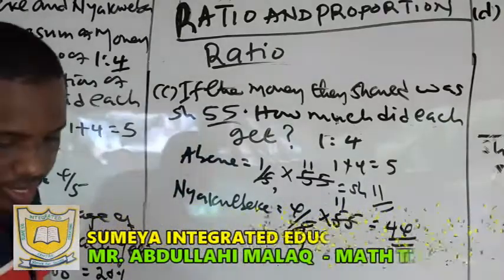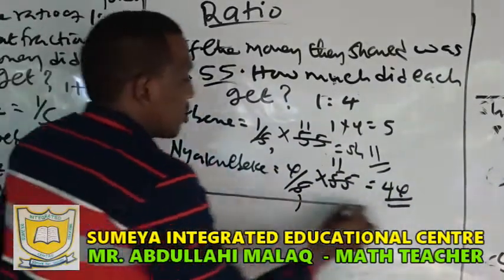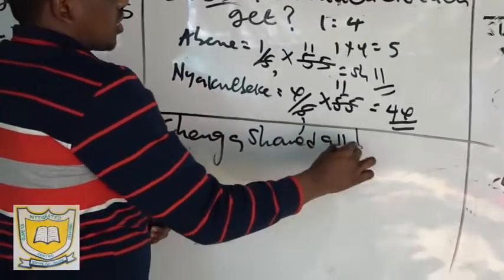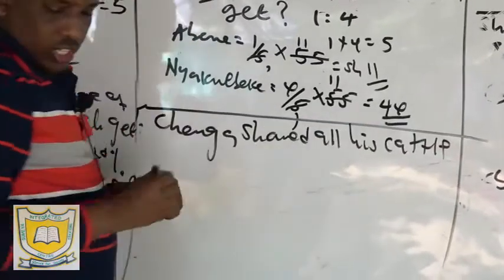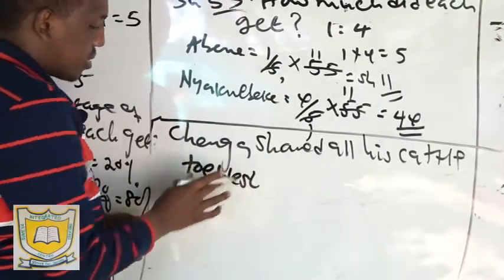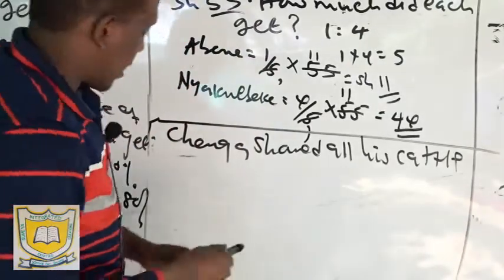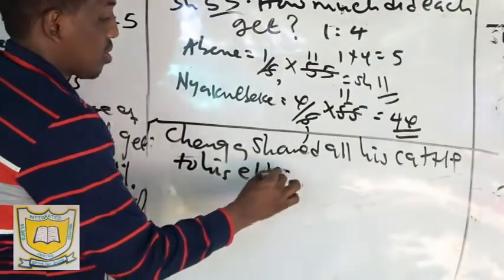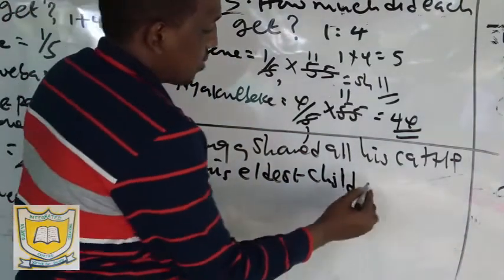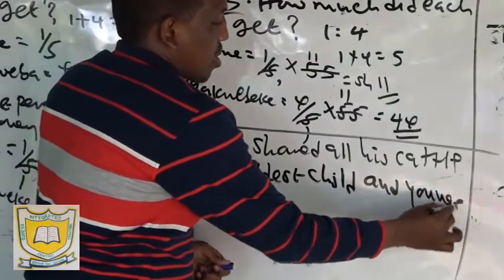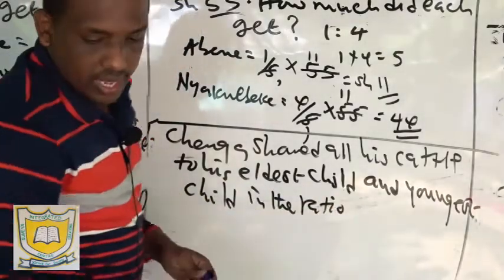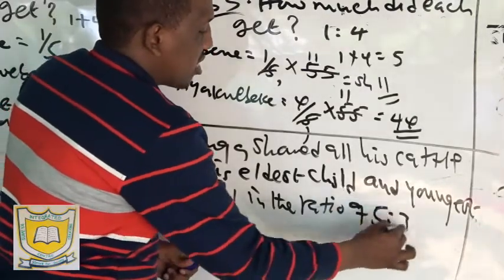Another question, let us see. Chenga shared all his cattle to his eldest child and the youngest child in the ratio of 5 to 3.